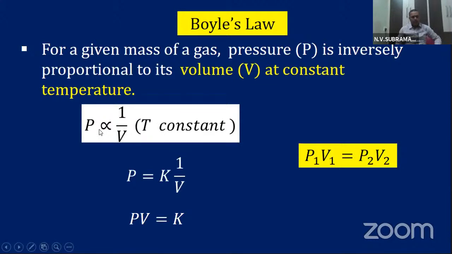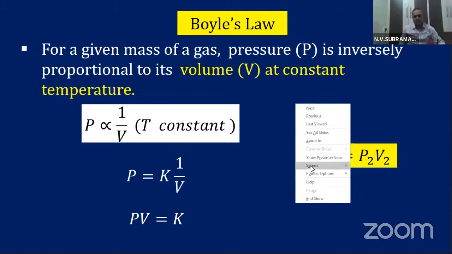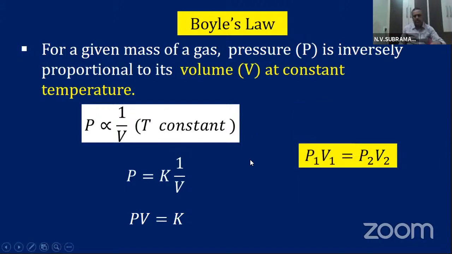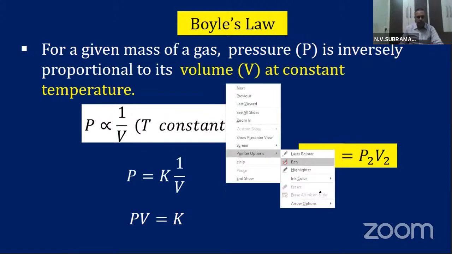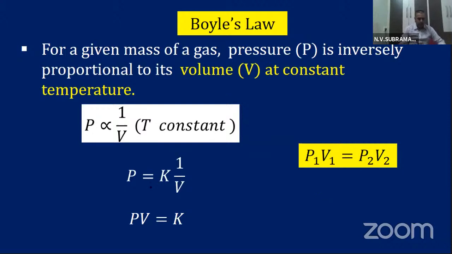Okay, but 1 by V means what is the meaning of that? When volume increases, pressure decreases. Inversely proportional means what is the meaning, children? Pressure increases, volume decreases. So if we remove the proportionality sign, we will get a constant. I can write P is equal to K into 1 by V. Cross multiply, children. You cross multiply. P into V is equal to constant.